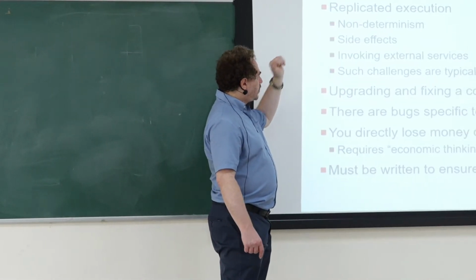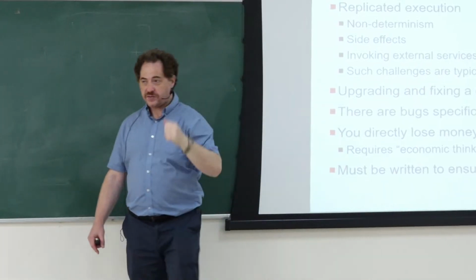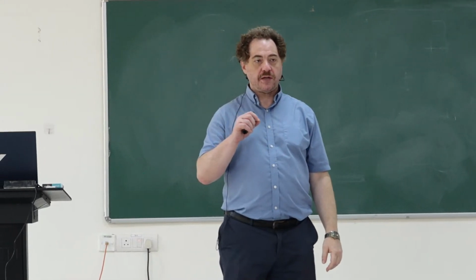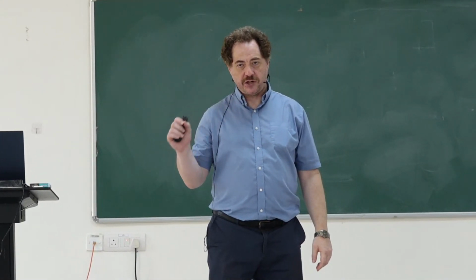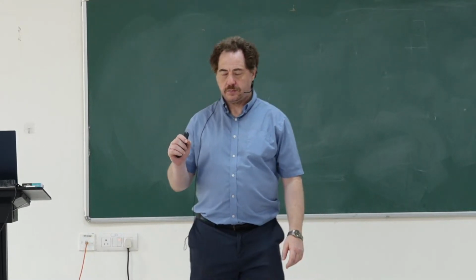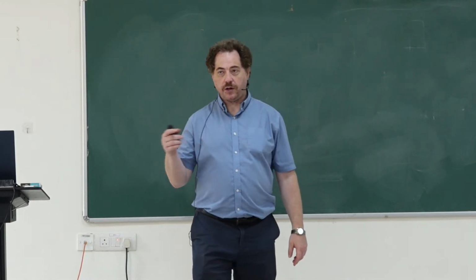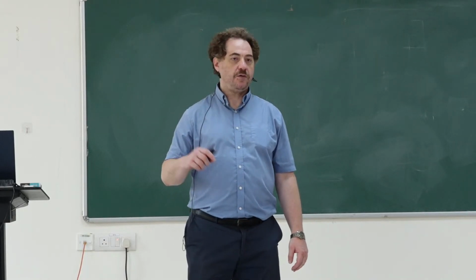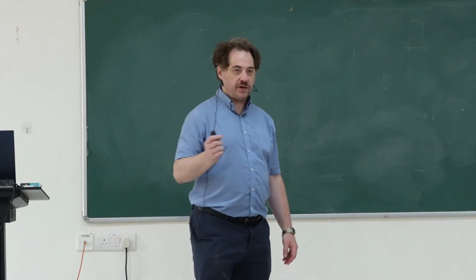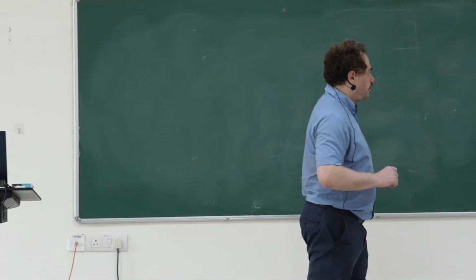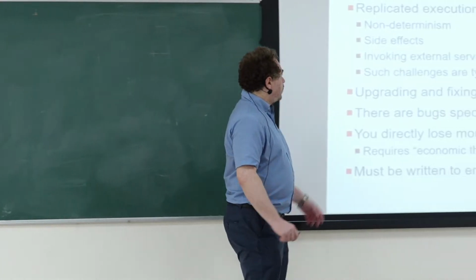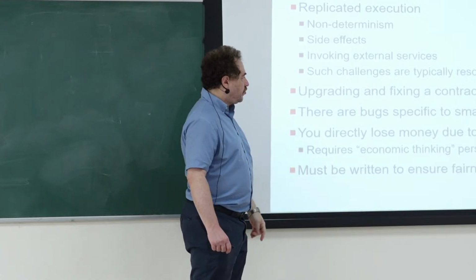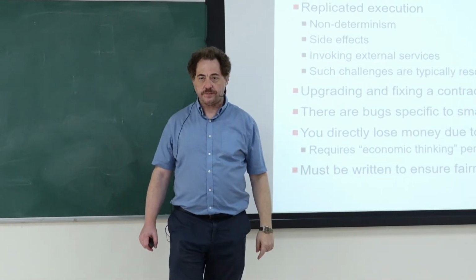The next problem is side effects. Imagine that a function does some non-idempotent operation. For example, it could be calling some external service, and then suddenly the service would be called 100 different times if there are 100 nodes on the blockchain. Such challenges are resolved by interacting with the oracles.